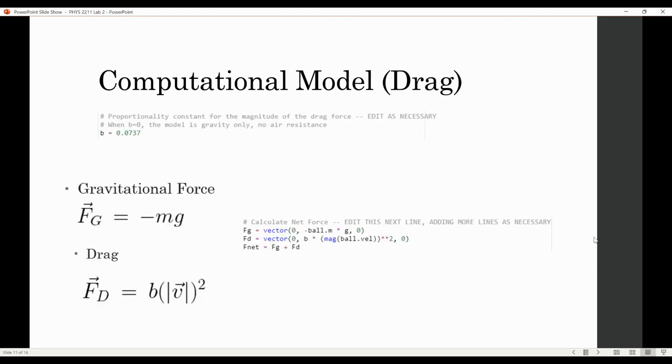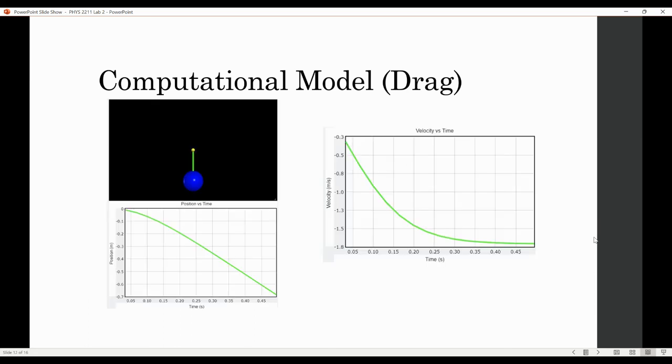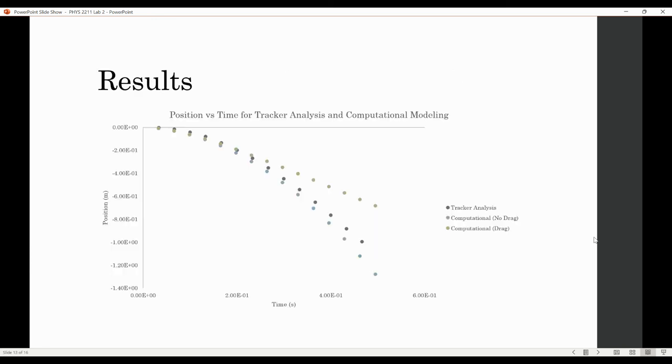For the computational model that considers drag force, we need to set b equal to the drag coefficient, which is 0.0737. We also need to add the formulas of gravitational force and drag into our code. Running the program provides these results. This graph compares the Tracker data with both computational models.